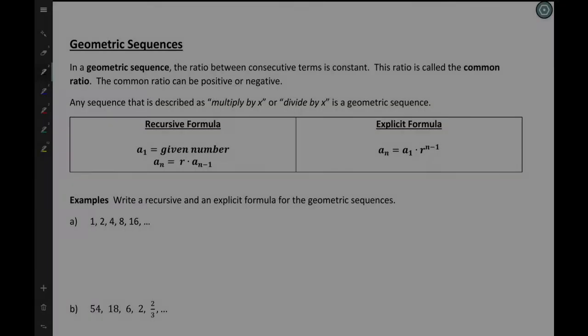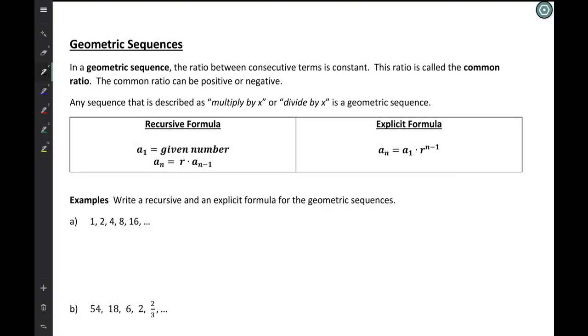The other type of sequence we're going to talk about is called a geometric sequence. So in a geometric sequence, the ratio between consecutive terms is constant. This ratio is called the common ratio. Common ratio can be positive or negative. Any sequence that is described as multiply by x or divide by x is a geometric sequence. And they have two formulas.